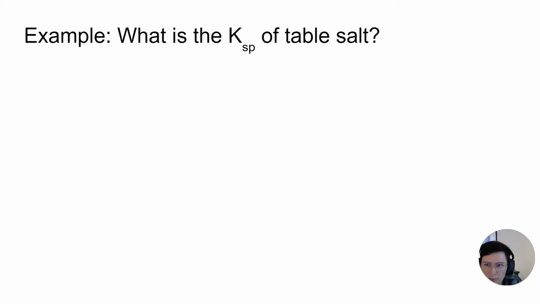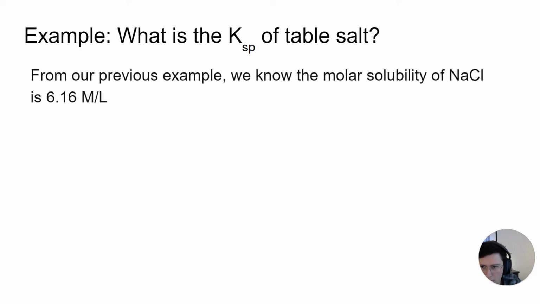So we've run our experiment. We've crunched out 6.16 moles per liter as the molar solubility of our table salt. What is the solubility product for table salt dissolution? Well, to start out, we can go ahead and write out the formula for that. So we have solid salt, and it is going to dissolve into a sodium ion and a chloride ion.